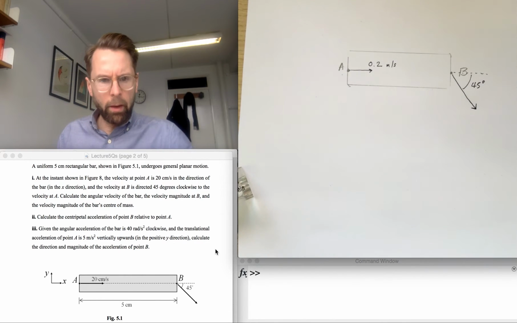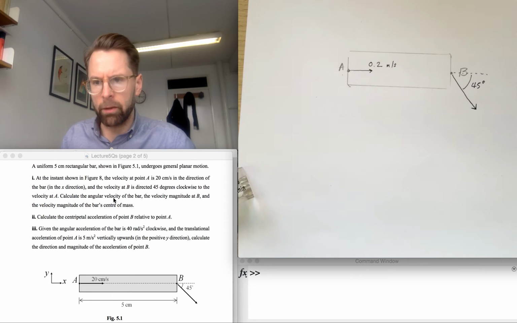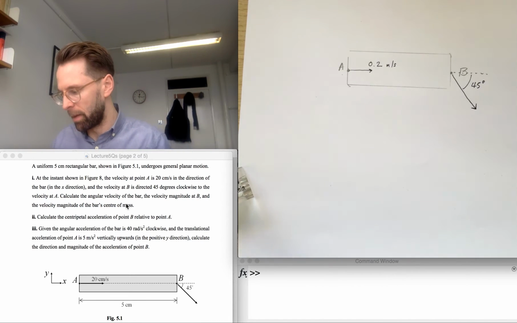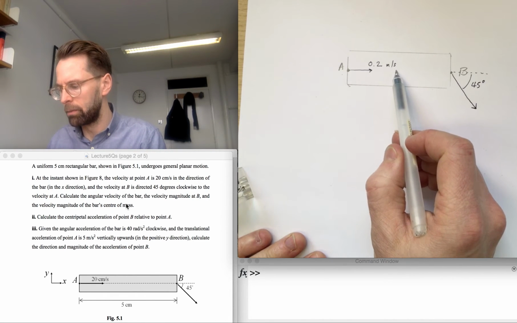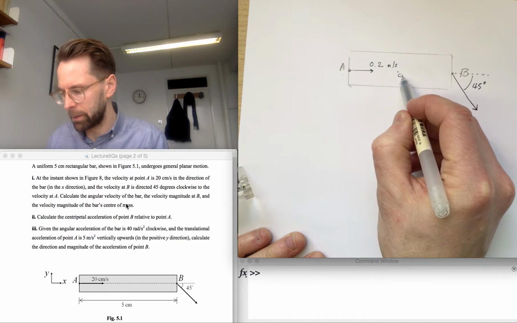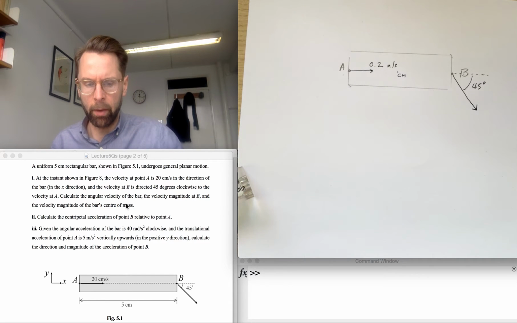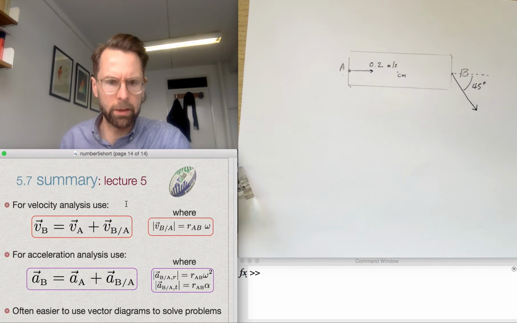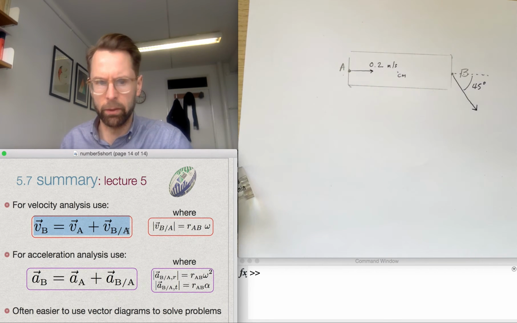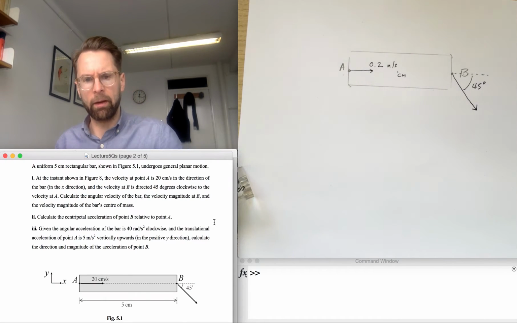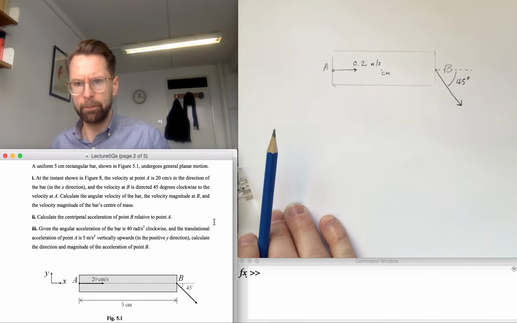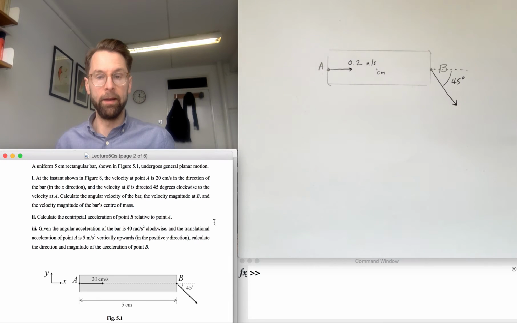And part 1 asks calculate the angular velocity of the bar, and then the velocity magnitude at B, and then the velocity magnitude at the bar's centre of mass, which is halfway along. But we'll get to that. So that's the centre of mass. So the first step, well, there are a number of ways to do this. We could, if we go to our lecture slide, implement an expression for the velocity of B equals the velocity of A plus the velocity of B relative to A. But we're going to do that graphically in a simpler way by finding out where the instantaneous centre is.